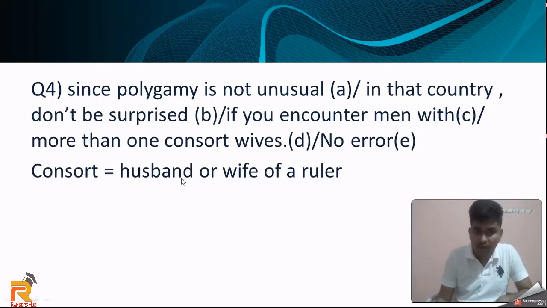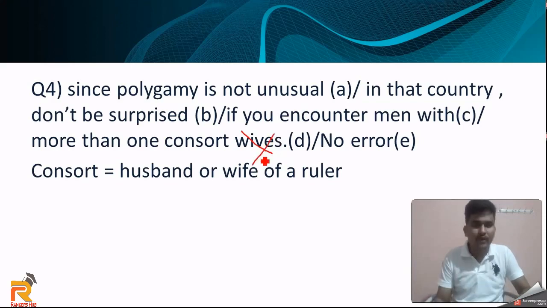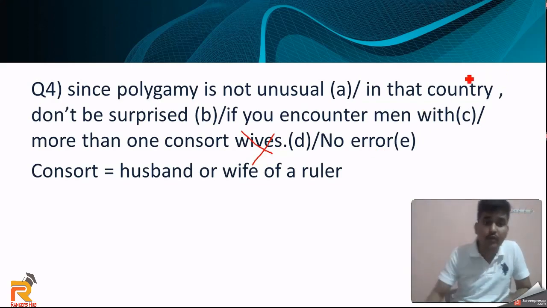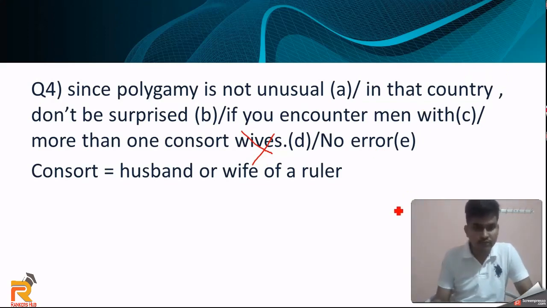So such words are involved in the sentence. Consort is involved, so consort is used along with wives, which is 100% unnecessary. So in this sentence I am not going to use wives. So what is the meaning of the entire sentence? If someone did not get the sense of the entire sentence, let me clarify, guys. Since polygamy is not unusual in that country, don't be surprised if you encounter men with more than one consort wives. That is used, right? So simply use one consort, full stop, end there, right?